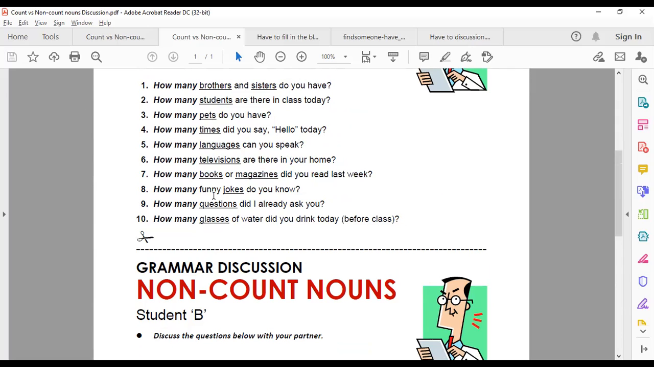All right, okay. Let me see if I can do something. Number 7, sir, answer to me, please. How many books or magazines did you read last week? Answer me, please. Si me ayuda contestándome.